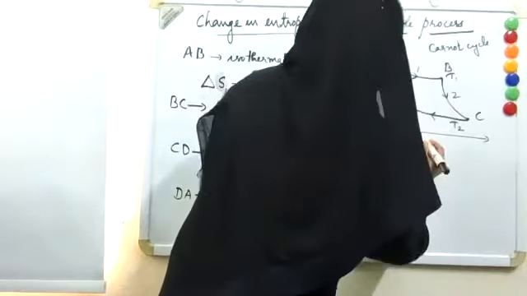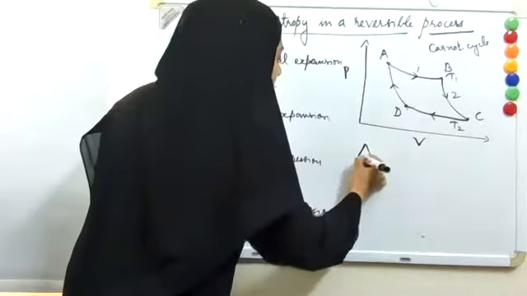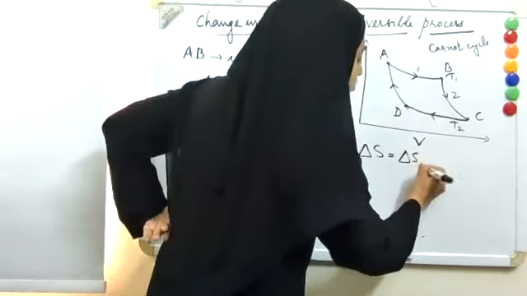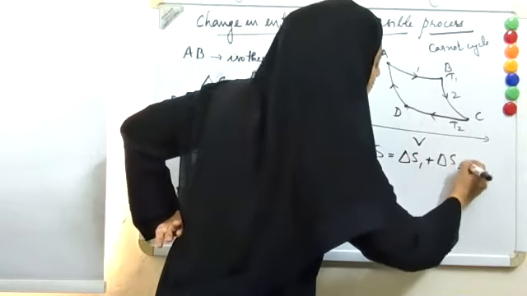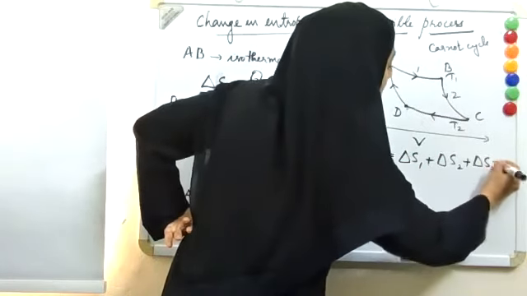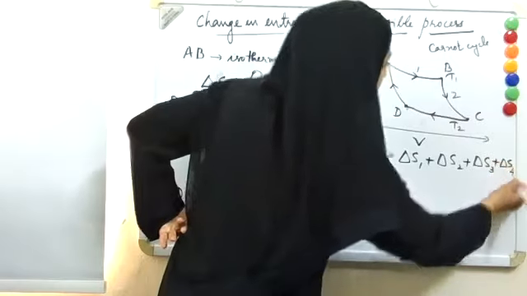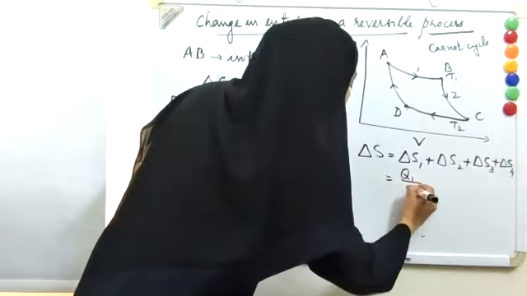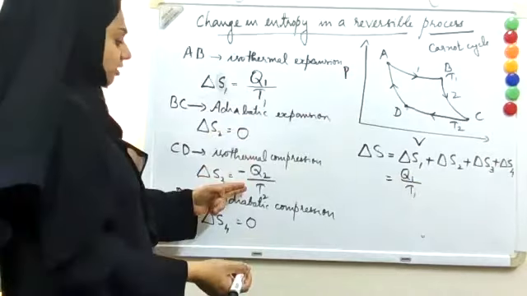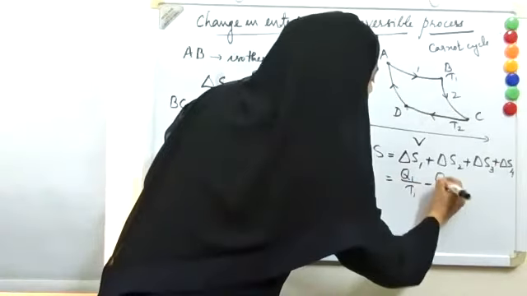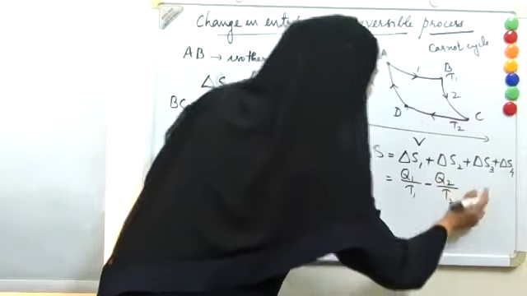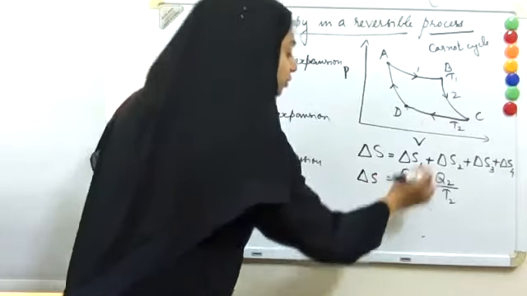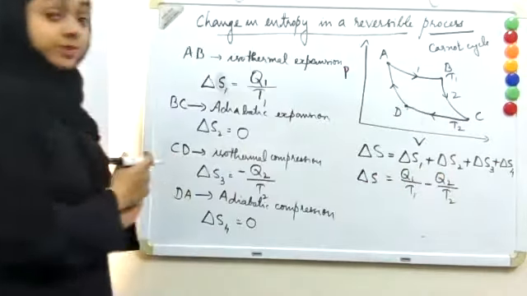So let me express the total change during a Carnot cycle. The total change in entropy delta S during a Carnot cycle is equal to delta S1 plus delta S2 plus delta S3 plus delta S4. That is equal to Q1 by T1 plus 0, minus Q2 by T2 plus 0. I need not write the zeros. So delta S is equal to Q1 by T1 minus Q2 by T2.